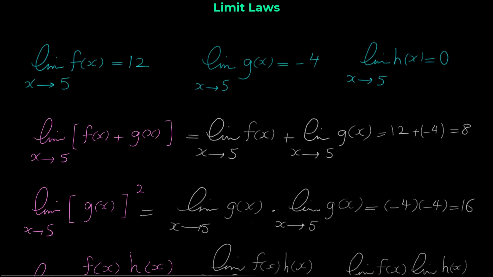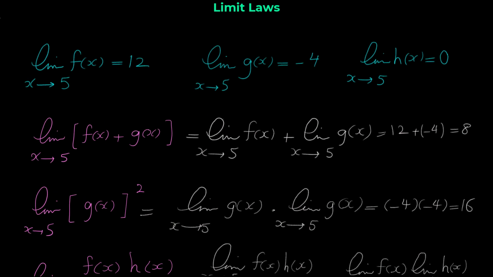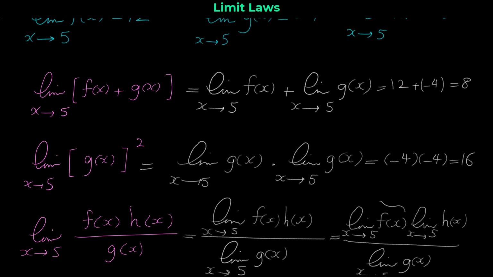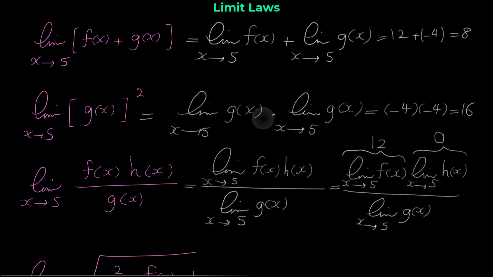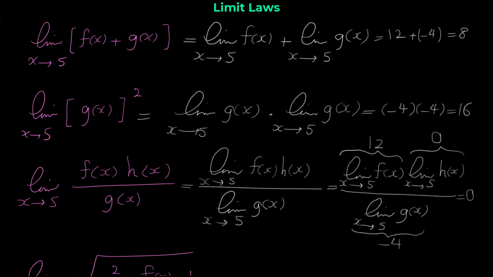What was the limit of f of x when x approaches 5? 12. So this is 12. The limit of h of x, if you remember, was 0, and the limit of g of x is -4. So this is -4. 12 times 0 in the numerator is 0. 0 over -4 is 0. So this limit is equal to 0.